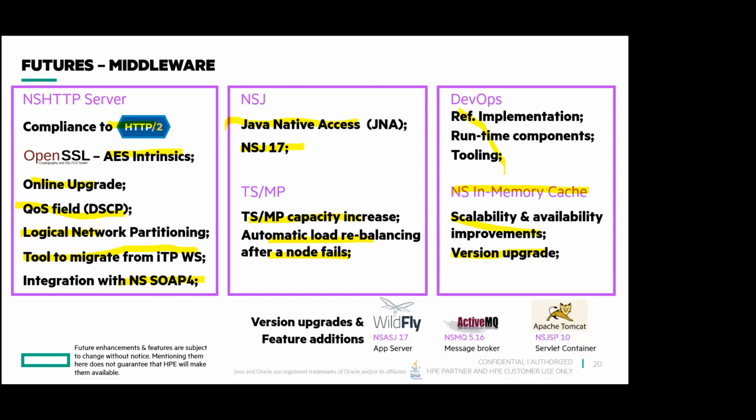And then this is the last animation I'll do on this slide. At the bottom, you are seeing version upgrades and feature additions for our NSASJ, or NSASJ application server, which is based on JBoss. The community is now called Wildfly. We are now on version 10. We are going to jump to 17.